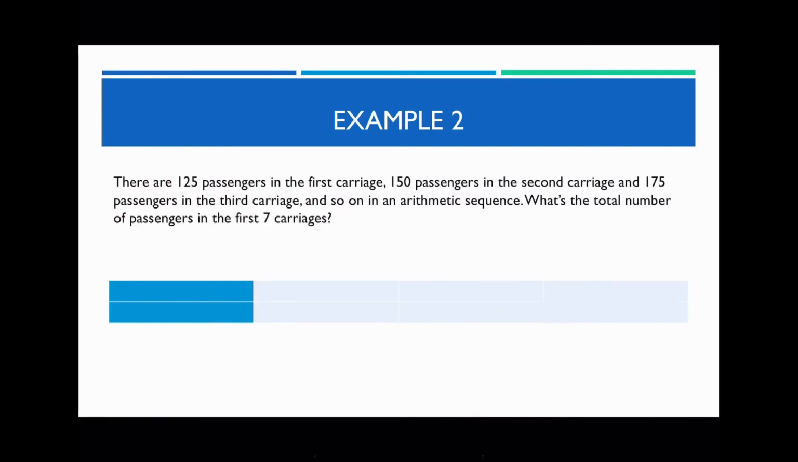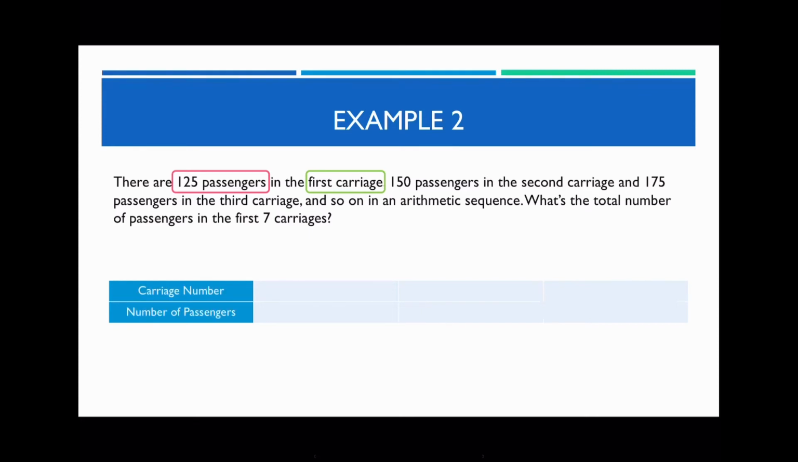Now, our second example reads: there are 125 passengers in the first carriage, 150 passengers in the second carriage, and 175 passengers in the third carriage, and so forth in an arithmetic sequence. What's the total number of passengers in the first 7 carriages? Okay, so whenever you're doing this question, always create a table. The table is generally never given to you at all. But firstly, let's identify the variables for this particular example. In this case, your variables are going to be the number of passengers and the carriage number. So we're going to put it into a table, something similar to this.